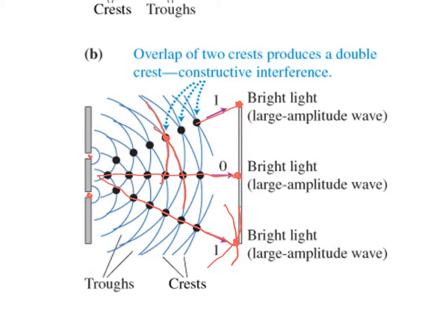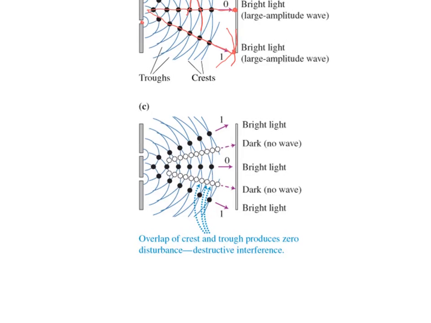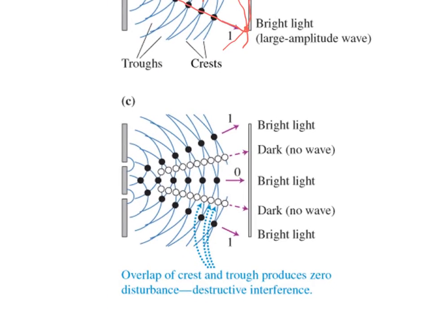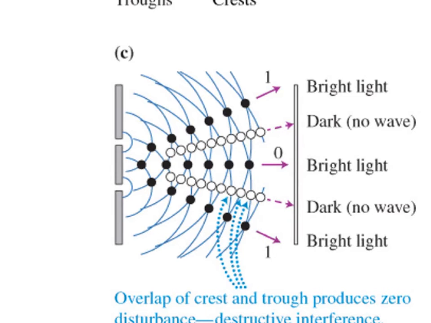That's called constructive interference. So you get a bright spot wherever the two crests cross over and meet at the same point. How about when a crest and a trough cross over? So when you get an overlap of a crest and a trough, and by the way, these are right from your text, let's say you get a crest and a trough that meet on the screen. So you've got dark areas here.